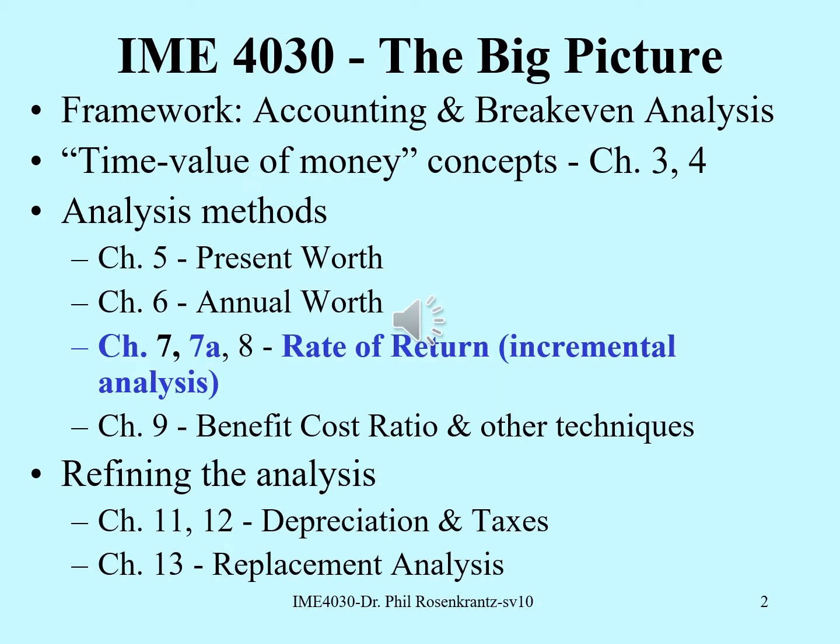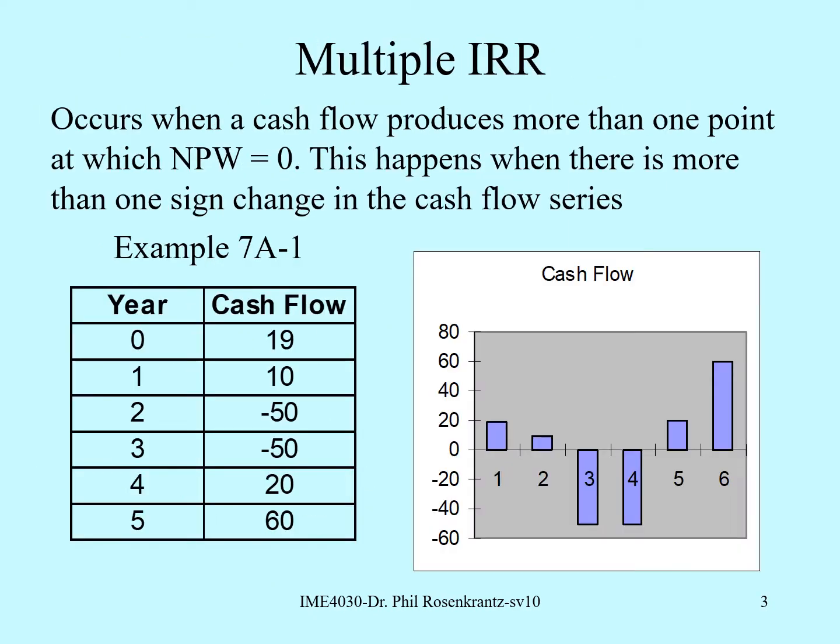Again, dealing with one of the techniques we can use for making economic decisions. Looking at our big picture, here's an example of a series of cash flows where we have more than one sign change in the direction of the cash flows over the useful life. This is one of the types of situations where we have to make some adjustments in order to get a realistic answer.